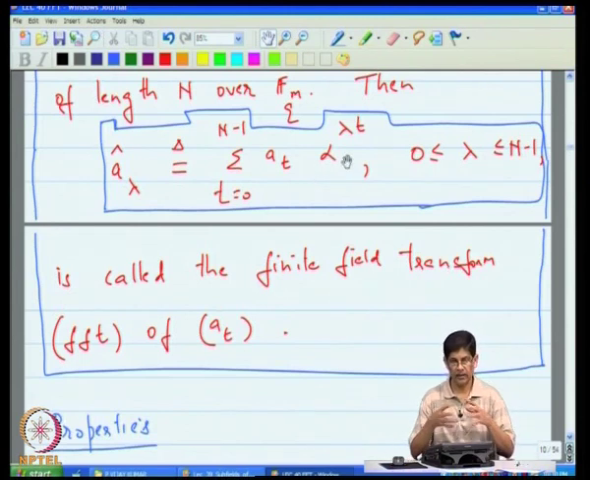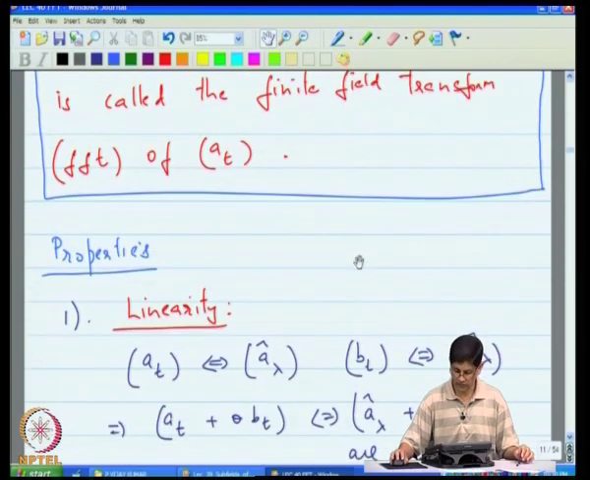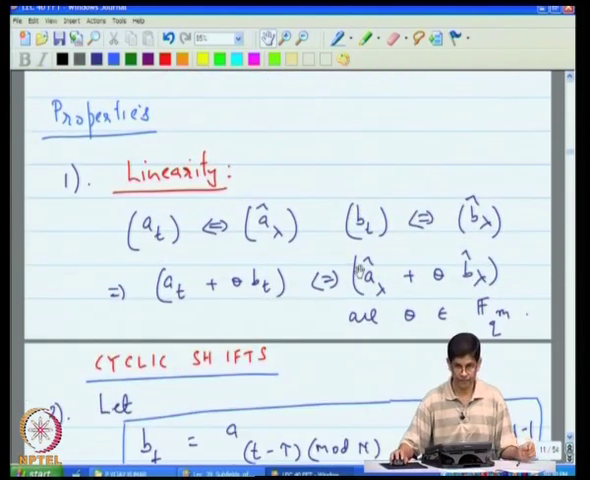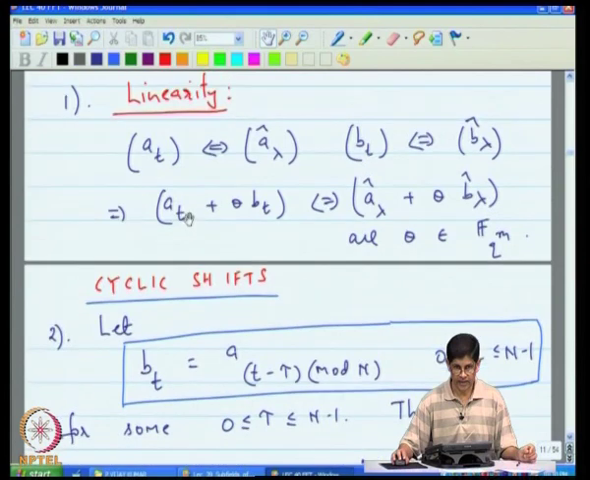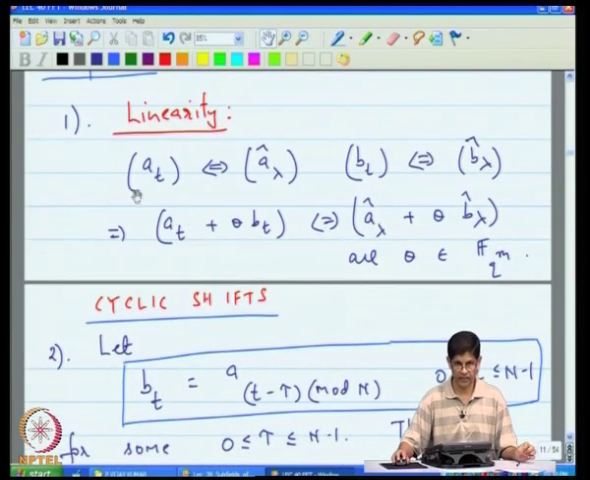Analogous to the way you develop properties of the discrete Fourier transform or the Fourier transform or the Laplace transform or the Z transform, let us look at some properties that this transform enjoys. The first property is that of linearity. What do we mean by that? We mean that if you take the vector a_t and let us say that it has transform A hat, and if b_t has transform B hat of lambda, then if you take a_t plus theta times b_t, what is theta?